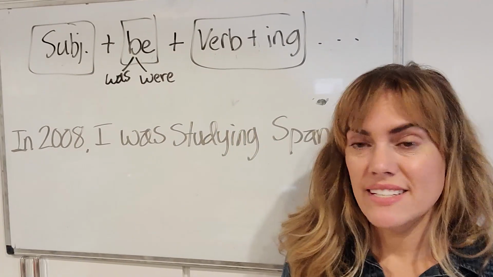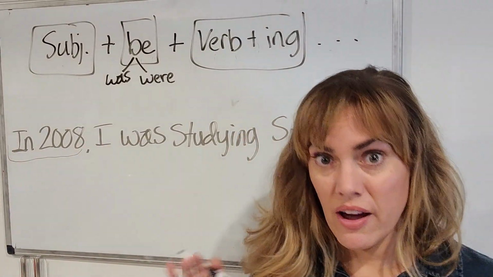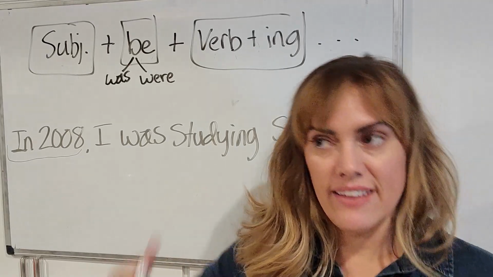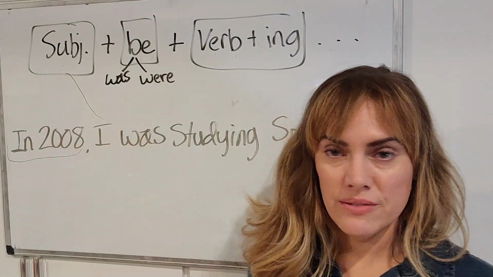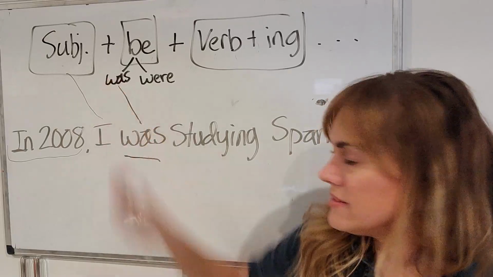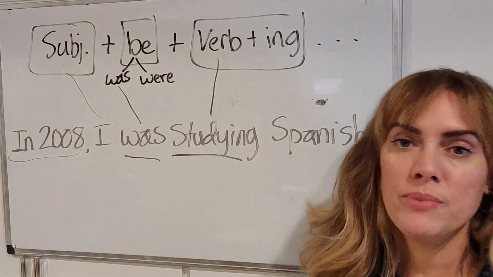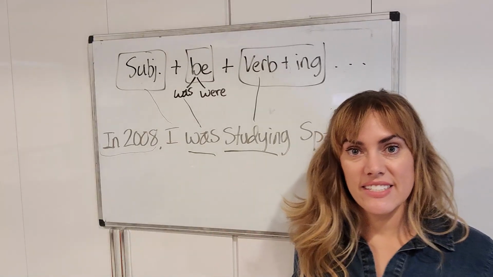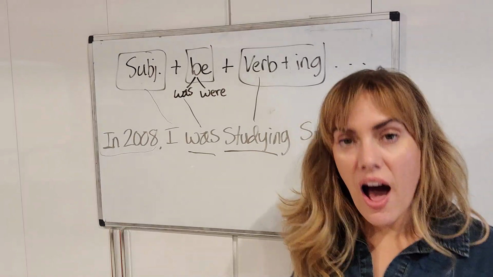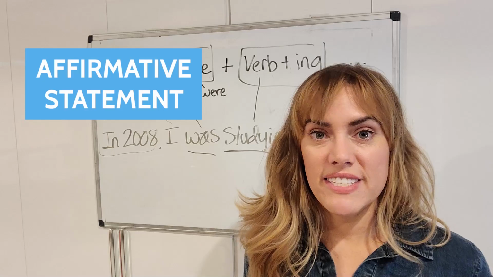Okay, so here's an example. I have a time frame, a time word, in 2008. That's the past. I, subject, was, be, studying, verb plus ing, Spanish. That's the rest of my sentence. In 2008, I was studying Spanish. That is an affirmative statement.